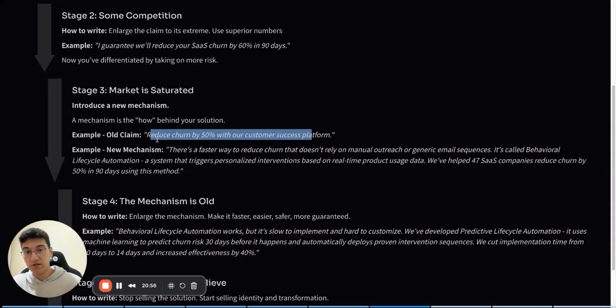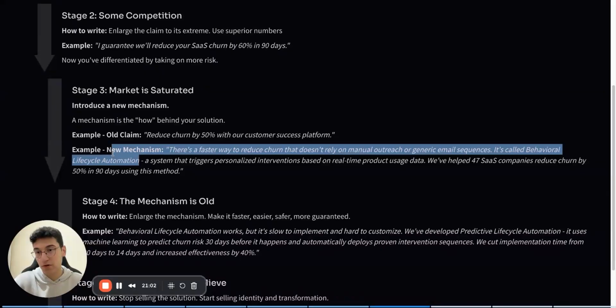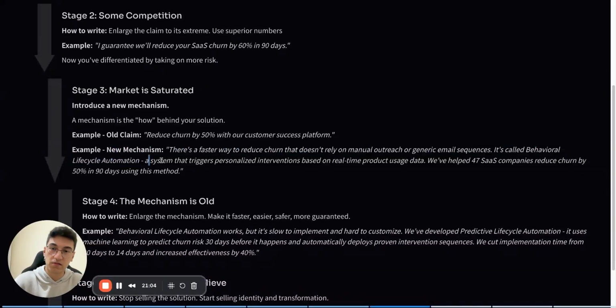is a faster way to reduce churn that doesn't rely on manual outreach or generic email sequences. It's called behavioral lifecycle automations. Our product does this: a system that triggers personalized interactions based on real data. You need to explain how your product works, and you need to explain how it's different from your competition.